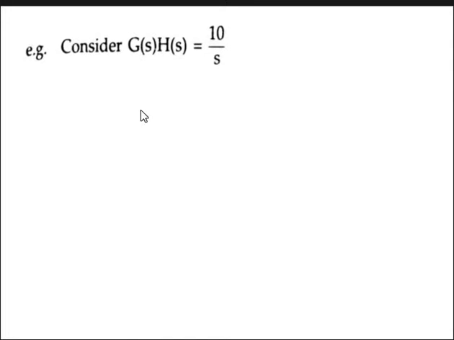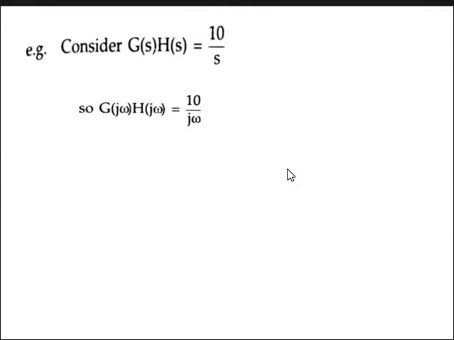So consider G(s)H(s) = 10/s. This is the given function. Now I want to draw the Bode plot for this function. So now replace s by jω. Therefore, G(jω)H(jω) = 10/(jω).